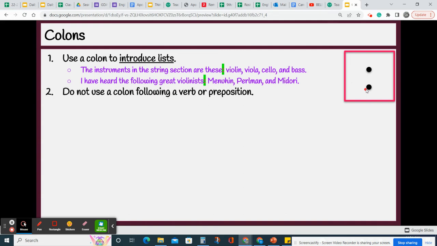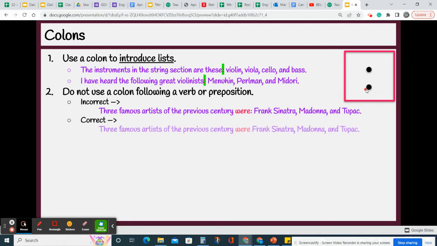We do not use a colon when we have a verb or preposition following. So, for example, if we said 3 famous artists of the previous century were, that would be incorrect. Instead, if we have this verb here, were, we simply got to take out the colon. If we want to keep the colon in, then we would say something like, there were 3 famous artists of the previous century, and then colon, and then you would list the 3.